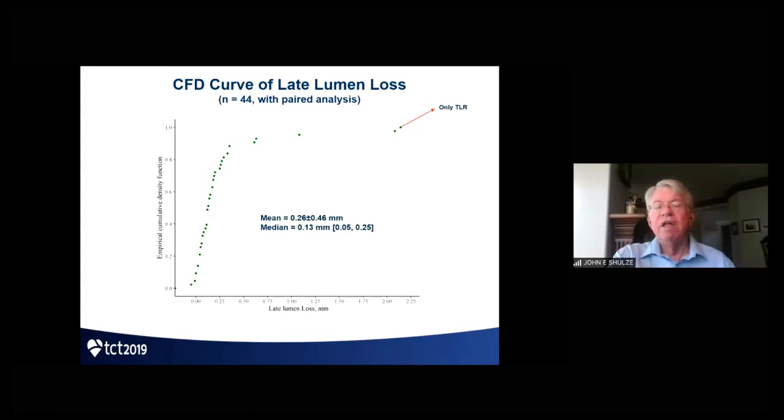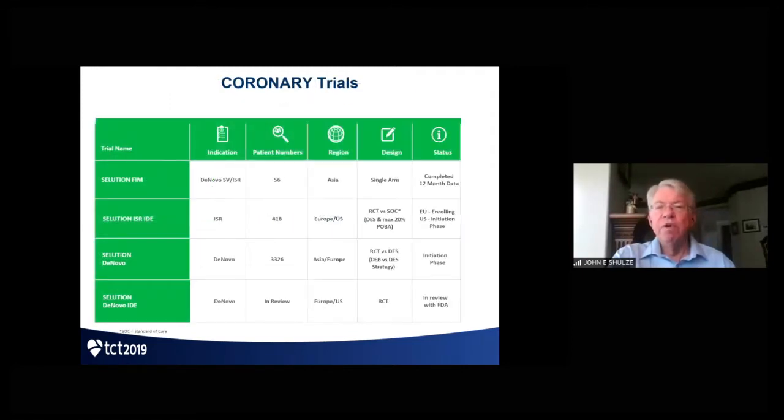And we had one outlier, which had to do with a lesion that was treated with both paclitaxel and sirolimus, which created the TLR. We're not sure why both kinds of drug-coated balloons were used, but it ended up not being a good solution for this particular patient. So we're continuing with our studies.